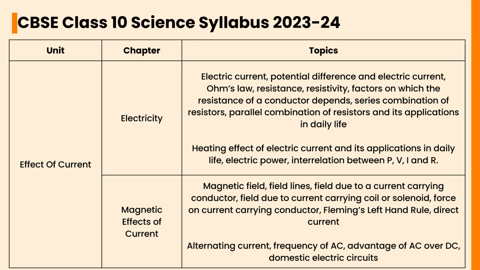In magnetic effect of current, magnetic field lines due to a current carrying conductor, field due to current carrying coil or solenoid, force on current carrying conductor, Fleming's left hand rule, direct current, alternating current, frequency of AC, advantage of AC over DC, domestic electric circuits.